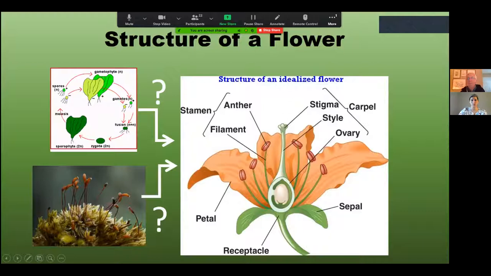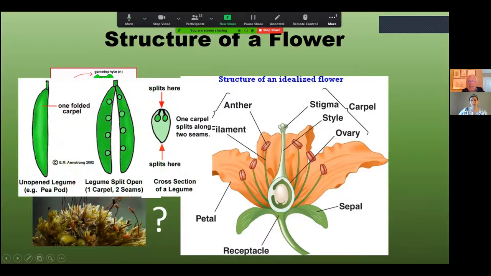And carpel really refers to the basic structure. All of these are modified leaves. It's easy to see in this case, the sepal is green and it sort of looks leaf-like. And the petal is sort of leaf-shaped, at least in many plants, but it's a color, and the color is probably there to attract pollinators.